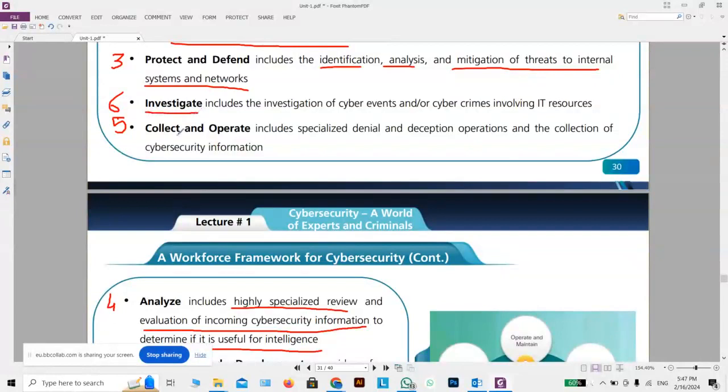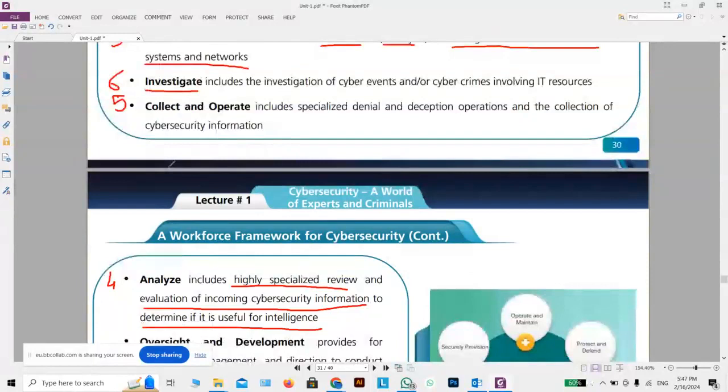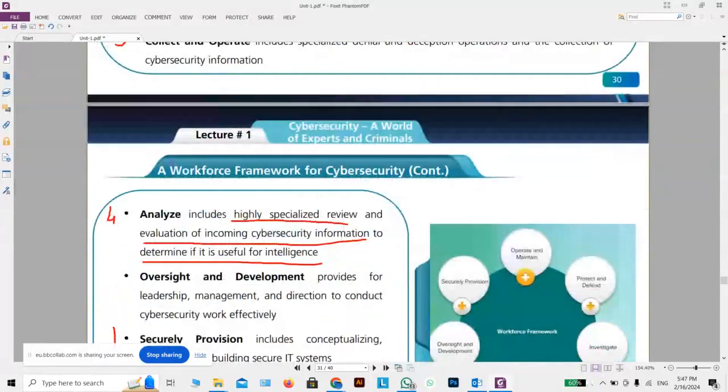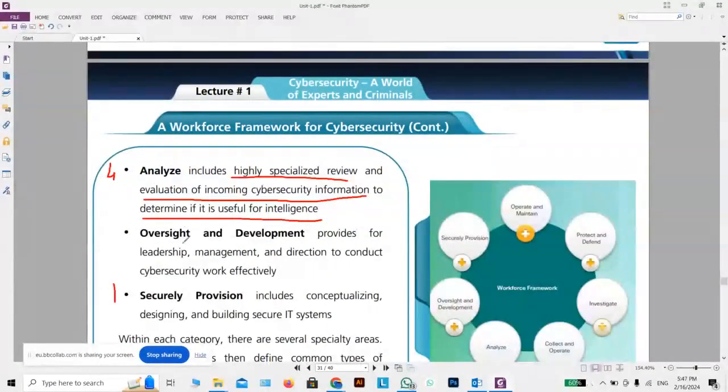Okay, then we have the last one that is called oversight and development. Oversight and development is all about leadership management. We can also call it oversee and govern. These are the persons in higher management positions. They may also pass instructions to the security professionals to apply their strategies and processes. Understand? So it's all about leadership management.